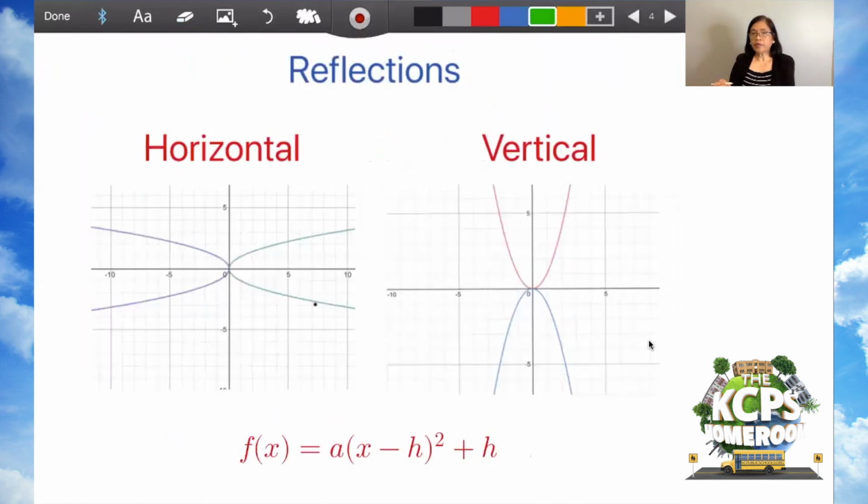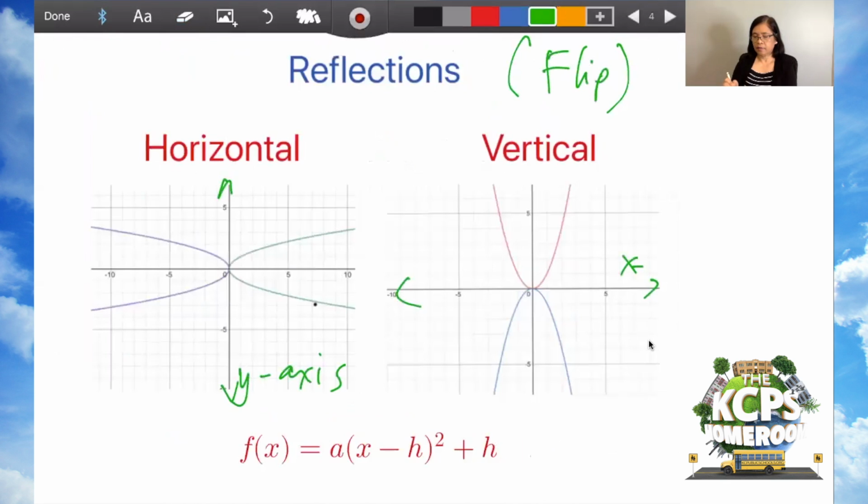Then when we talk about reflection, we're talking about flipping. You flip the object or the graph of the function across the y-axis or across the x-axis. So we now have our vertical reflection: you flip the object across the x-axis, and for horizontal reflection, you flip the object across the y-axis. Then we'll look at which of these parameters will affect the transformation.